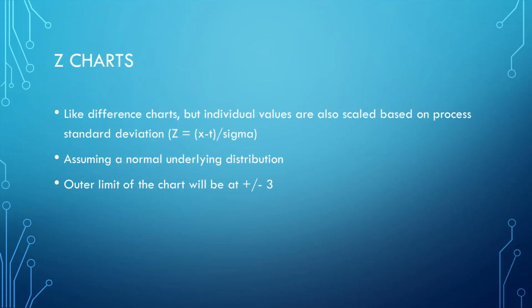Z-charts are like difference charts in that we're centering them around some target or historic value. But instead of plotting the difference, we're going to scale that difference by the process standard deviation, which is going to give us a z-score, assuming an underlying distribution. And then the outer limits of the chart will be at plus or minus 3, because that would be in units of standard deviation.